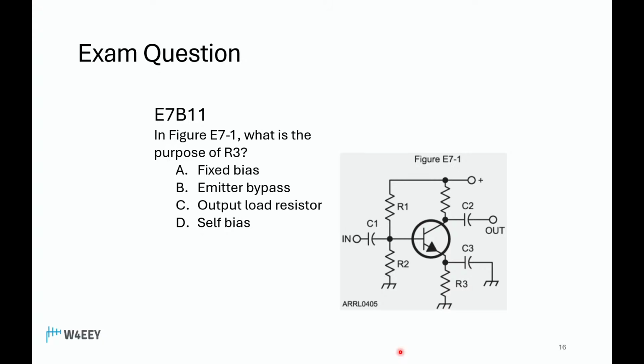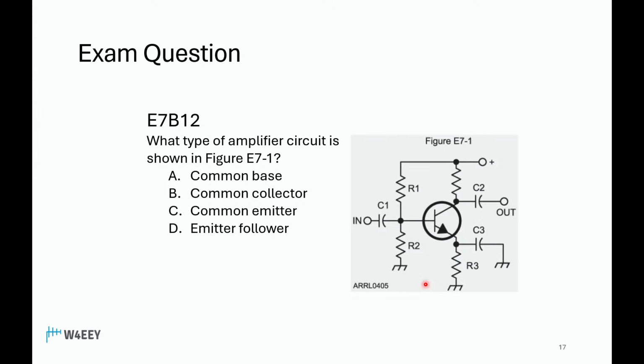In this figure, what is the purpose of R3? Delta. Delta, self-bias, keep the transistor from burning up. Well, some of it is sticking. This is wonderful. What type of amplifier circuit is shown in this figure? Charlie. Charlie, yep. And you can either do that by figuring out the signal flows, or just remember my shortcut trick of these two capacitors appearing that way.